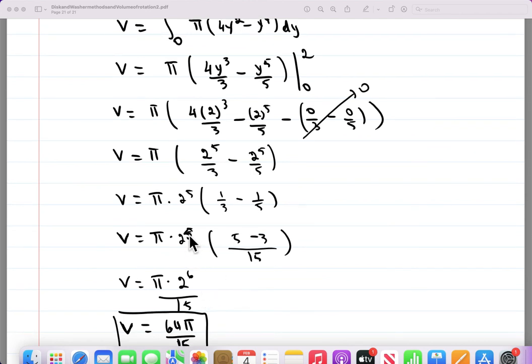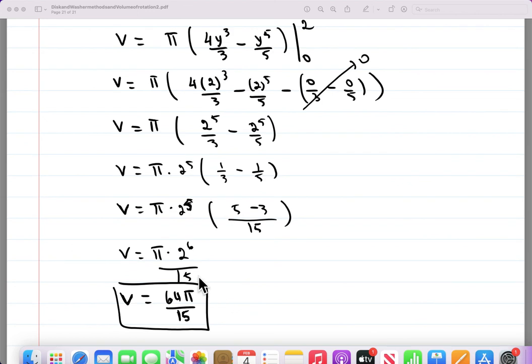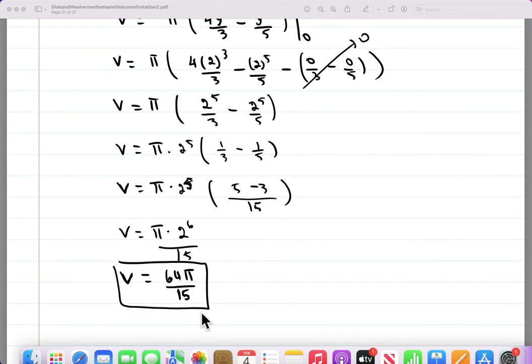So 2 times 2 to the fifth becomes 2 to the 6. Then times pi over 15. 2 to the 6 is 64. So we get 64 pi over 15.